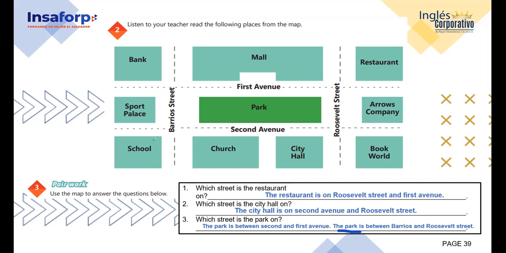Street. Where is the Sport Palace? On Barrios Street and Second Avenue. Wow, very good. Thank you, Miss. What about mapas, don't worry. What about where is the book world? The book world is on Roosevelt Street and Second Avenue. Ajá. Puedes decirlo de otra manera. Very good.